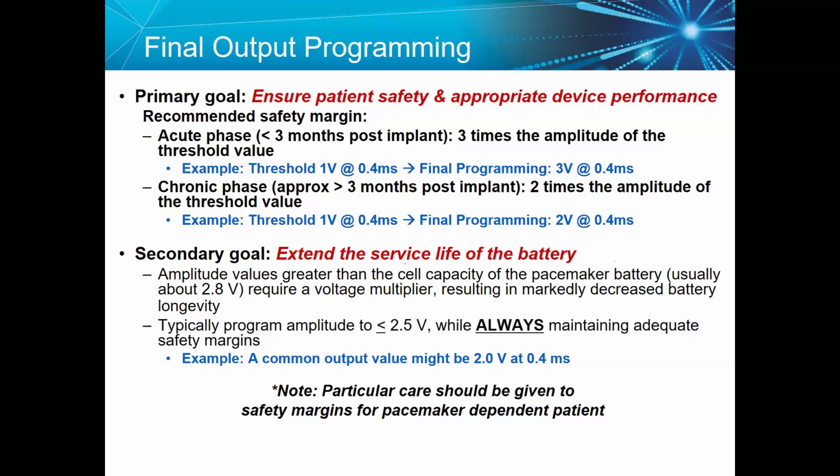Okay, and we should change the pulse width. So better to make our goal to adjust the amplitude, not the threshold, below the battery voltage, below 2.8, and the normal value is 2. And if we found that the threshold is 2 or 3, this will cause battery depletion.